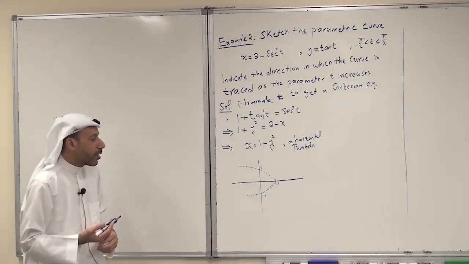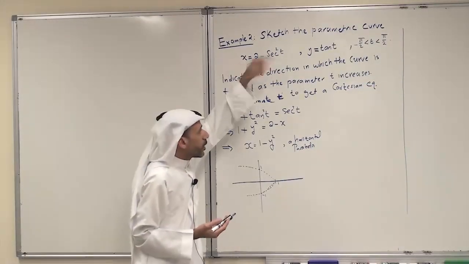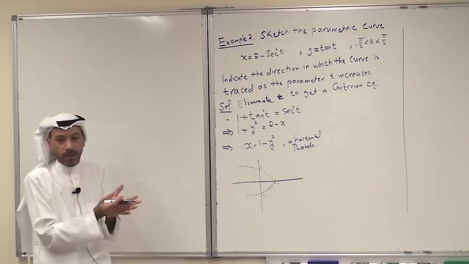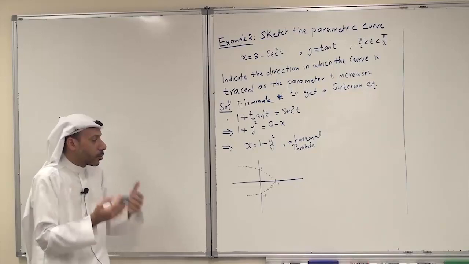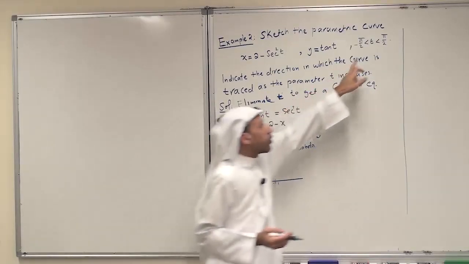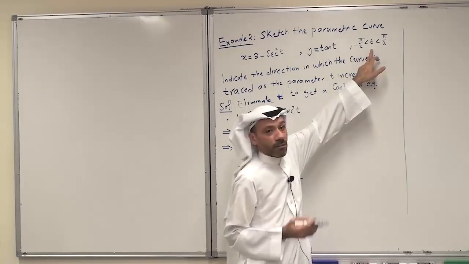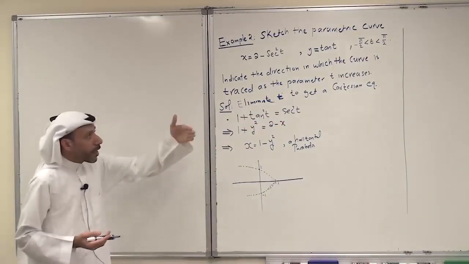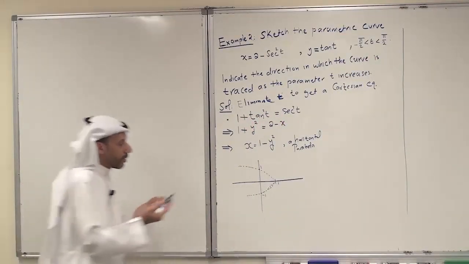We ask ourselves now, is the graph of the parametric curve the whole parabola or part of the parabola? To decide that, again I have to now check the interval minus pi over 2 to pi over 2. We take a few points and see what we will get.